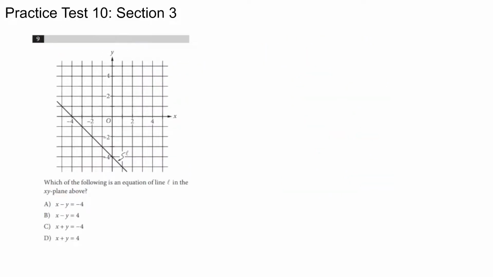Number 9 gives us a graph and says, which of the following is an equation of line L in the xy plane above? One thing I noticed is my y-intercept is going to be (0, negative 4), and I also know I'm dealing with a negative slope. If I'm looking at my answer choices, I can't necessarily tell which answer choice matches my line. What I'm going to have to do is convert it into y is equal to mx plus b form.